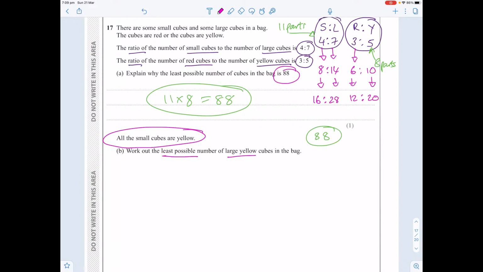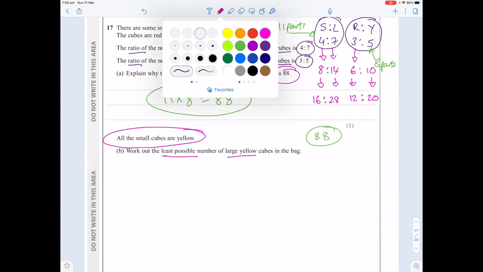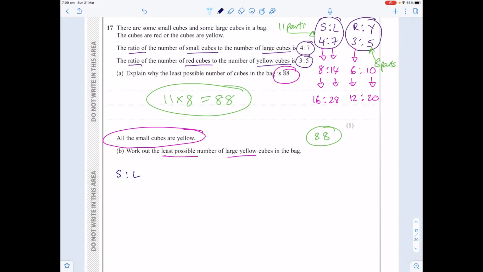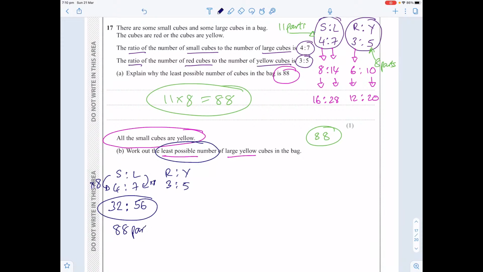So we had earlier on all of our ratios written down in their simplest form. We had S and L as 4 and 7. We had R and Y as 3 to 5. And when we multiply, we can get the least number of possible cubes, which is 88. So what do we need to multiply by to get 88? We can have this one multiplied by 8. So if we multiply the 4 by 8, we get 32, and 7 times 8 is 56. So this gives 88 parts.